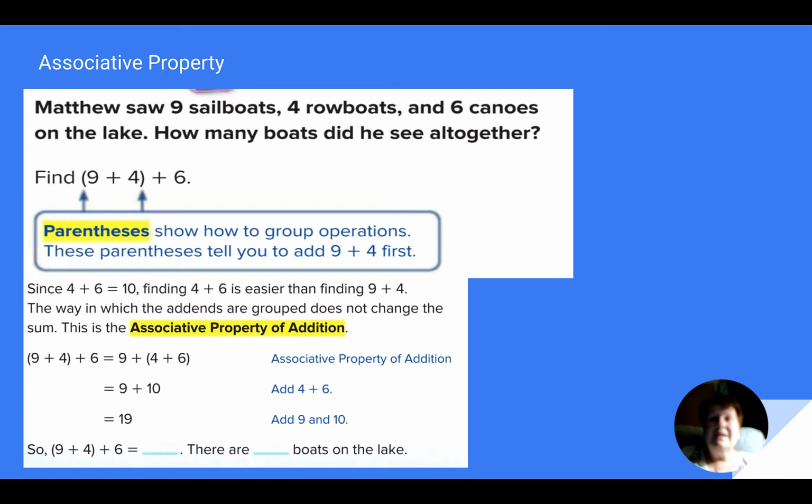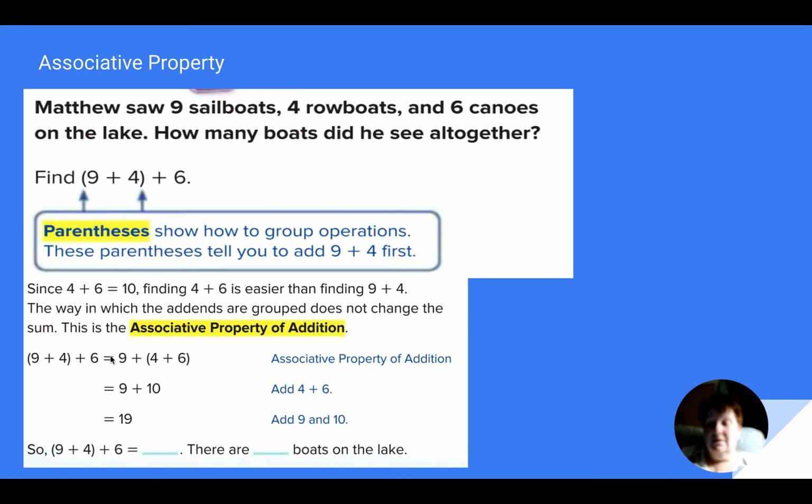The acronym "Please excuse my dear Aunt Sally" tells you how the order goes, and we'll talk about that more in class, and I'll teach you the "Please excuse my dear Aunt Sally," but the please part is P for parentheses, and that's the first part that you have to do for order of operations. So anything in parentheses is where you go first in any mathematical problem. And in this case, the first set of parentheses is around 9 plus 4. But I also know that I can change the parentheses to group it differently.